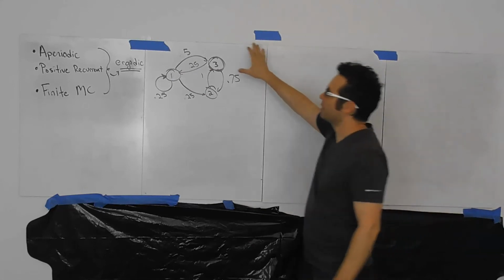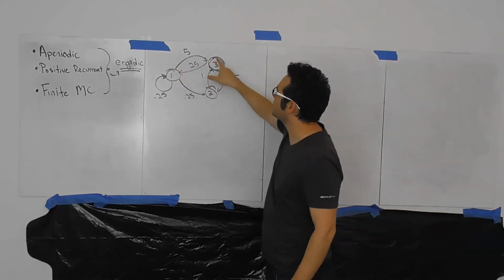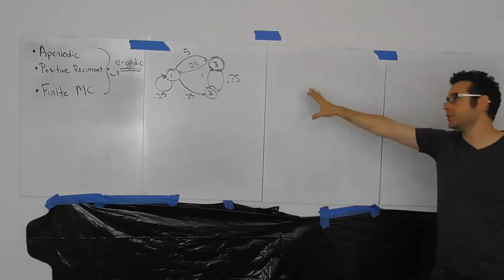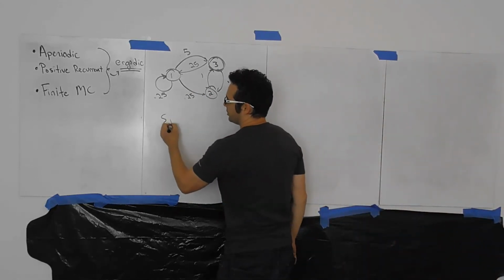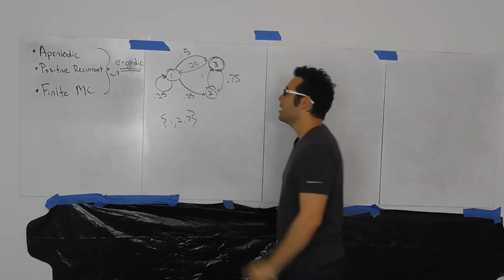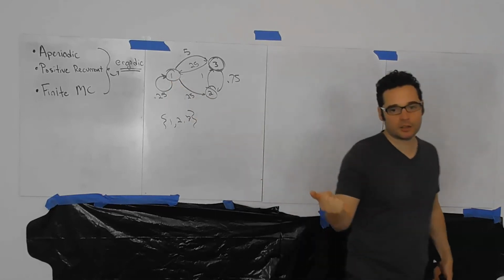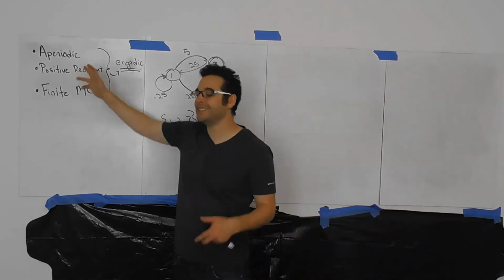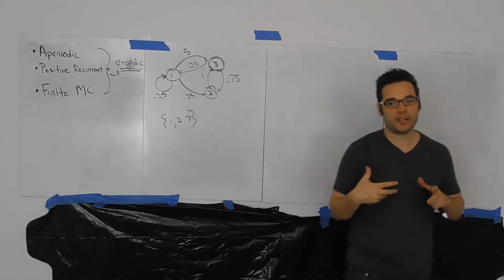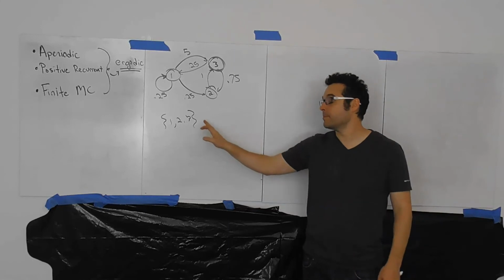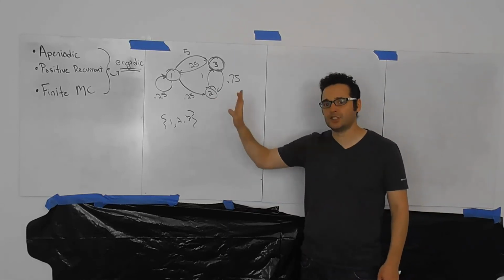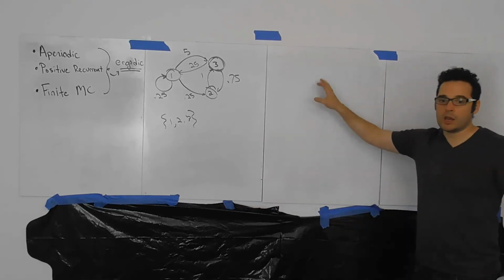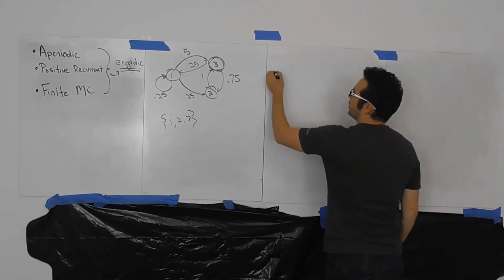So the question is, how many different classes do we have here? Well, 1 can access 3, which can access 2. 2 can access 3, which can access 1. And so what we see is that we have a single class with 1, 2, and 3 in it. And because 1 is aperiodic, we know that 2 and 3 are also aperiodic. That's because periodicity is a class property. All states in the same class share the same periodicity, whether they're periodic or aperiodic. So what I'm going to do is let's actually write up what this transition matrix is.